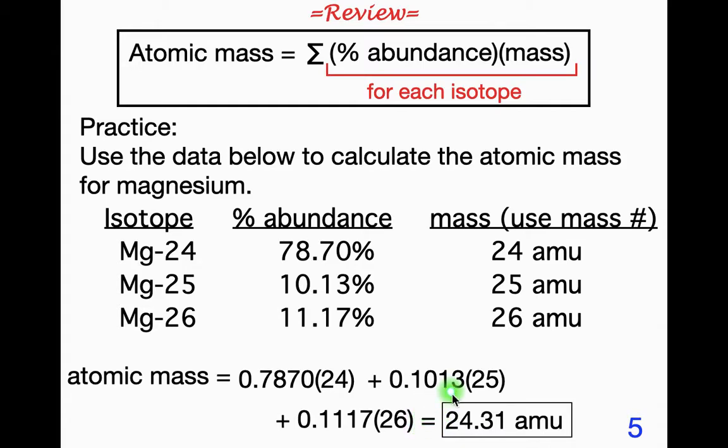When you do these types of calculations, I'm always going to be honest with you and give you actual elements. So when you come up with the atomic mass of an element, even an unknown element, it'll always be found on the periodic table. To check this answer, all we need to do is look on the periodic table and see, is that the atomic mass for magnesium? And lo and behold, it is 24.31, so it is correct.